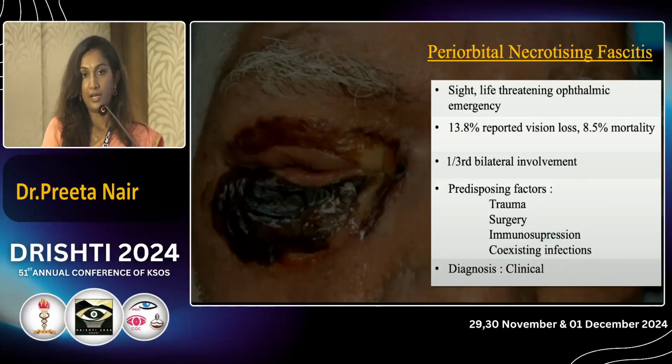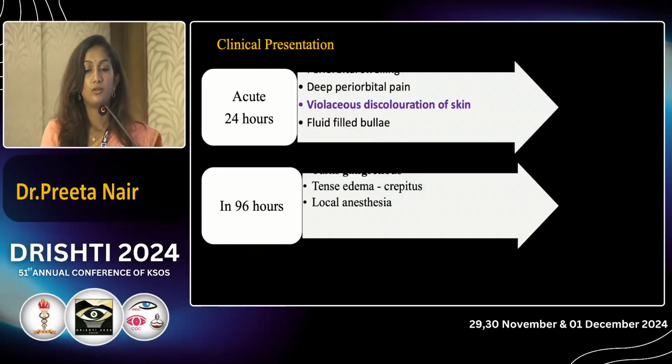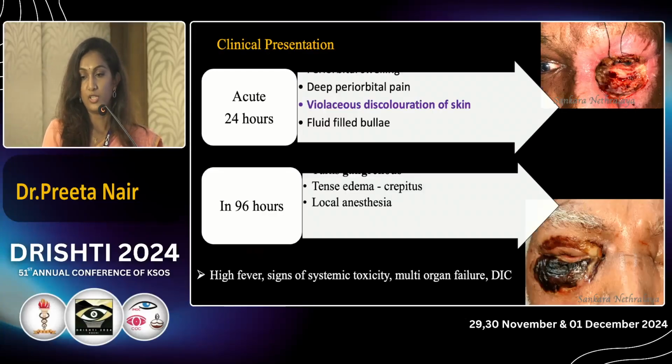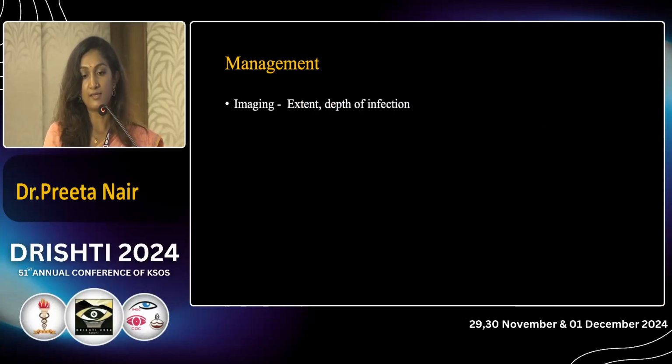Another sight and life-threatening emergency is periorbital necrotizing fasciitis. Usually one third of cases present with bilateral involvement, and trauma, surgery, and immunosuppression are the predisposing factors. Diagnosis is usually clinical. These patients will present with a violaceous discoloration of the skin with periorbital swelling, which presents within 24 hours, and then goes into gangrenous formation within 96 hours.